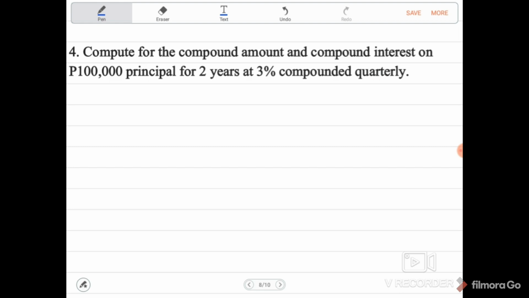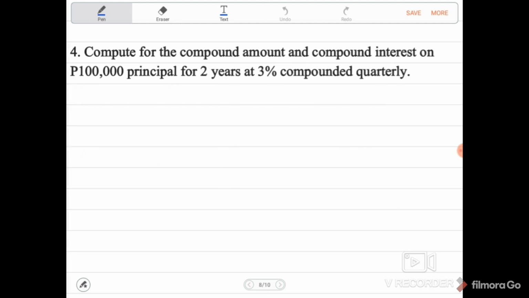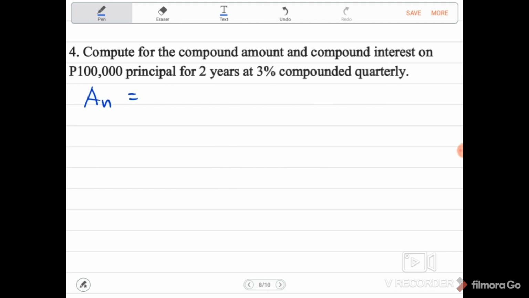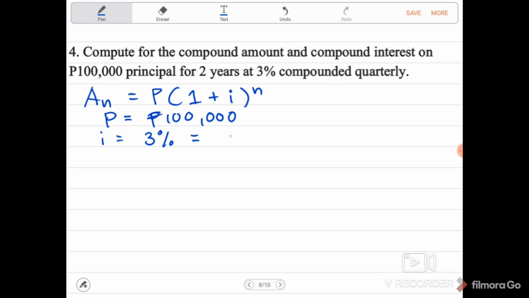Let us try to answer this. Number 4. Compute for the compound amount and compound interest on 100,000 pesos principal for 2 years at 3% compounded quarterly. So, ilista muna natin yung formula natin. So, compound amount muna tayo. A sub n is equal to P times 1 plus I raised to N. So, wala tayong problema sa P dahil given naman lagi yan, the principal, that is 100,000 pesos. Pero dito sa I, that is the interest, no? Ito, makinig tayong mabuti. So, ang I natin, 3%, or that is 0.03.